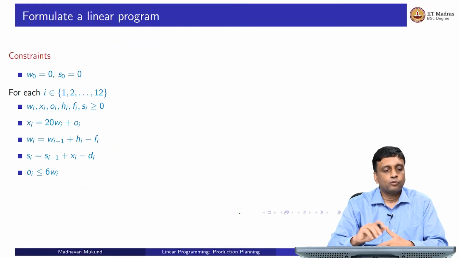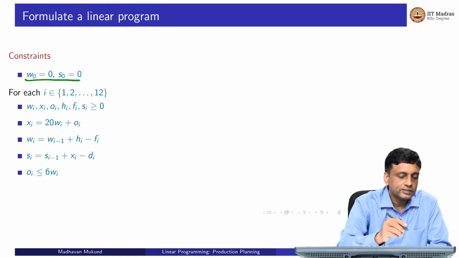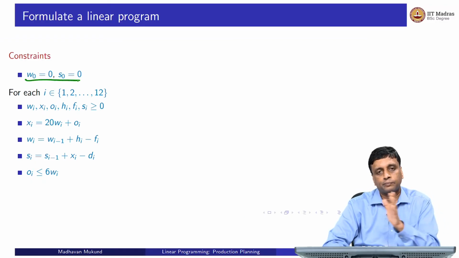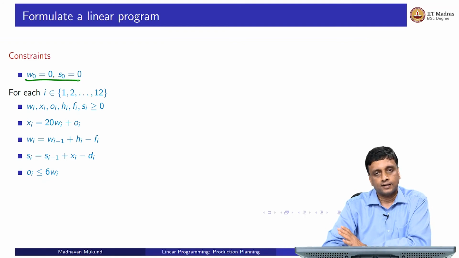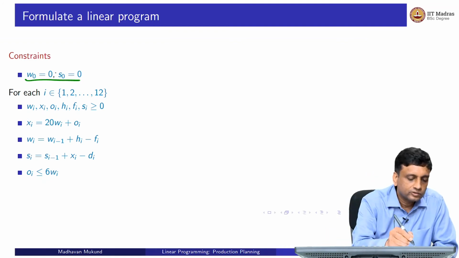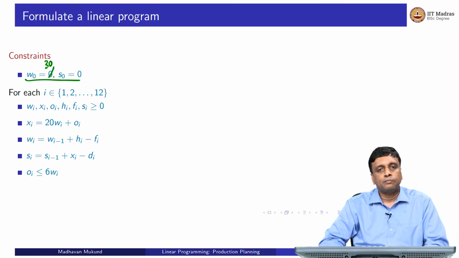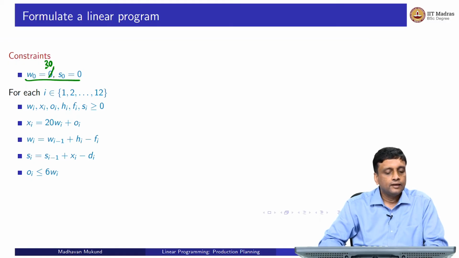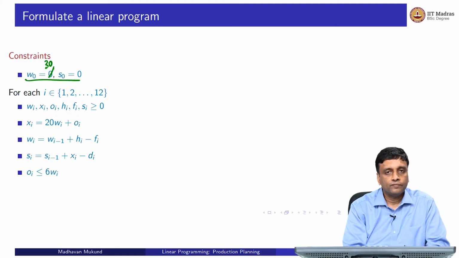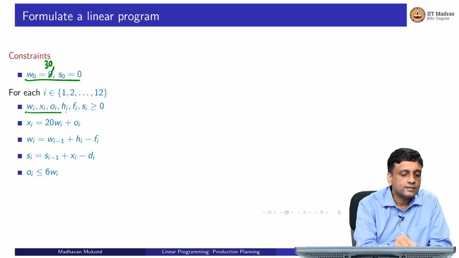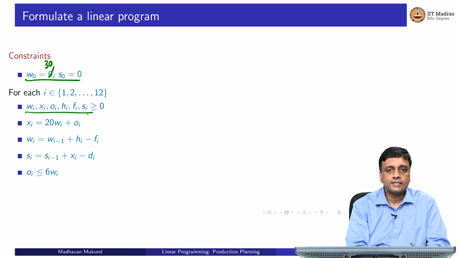So this is our linear program now. We have this initial constraint which says that W0 and S0, the two which are before this year's counting starts, right. So W0 should be 30, sorry, not 0. So W0 is 30, which says that before I started this year I had 30 workers and I had no surplus, right. And now for I equal to 1 to 12, I know that all these 12 into 6, 72 values are not negative.